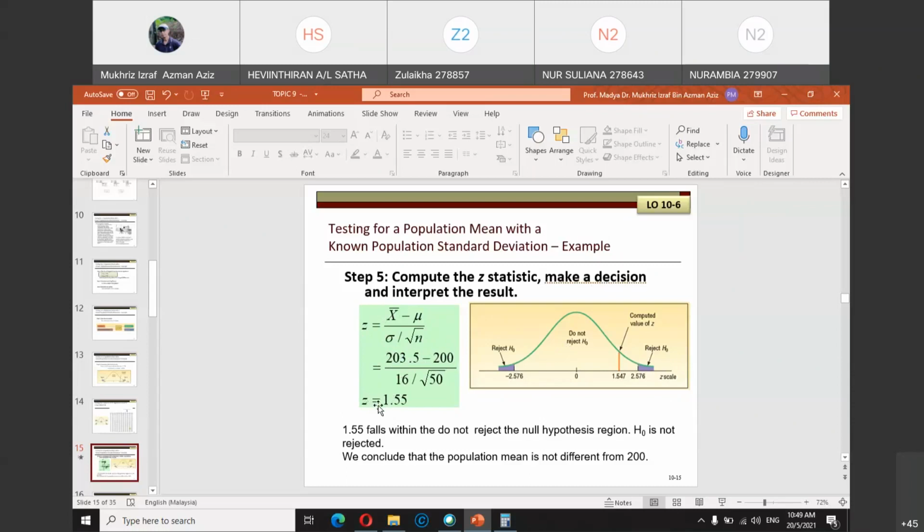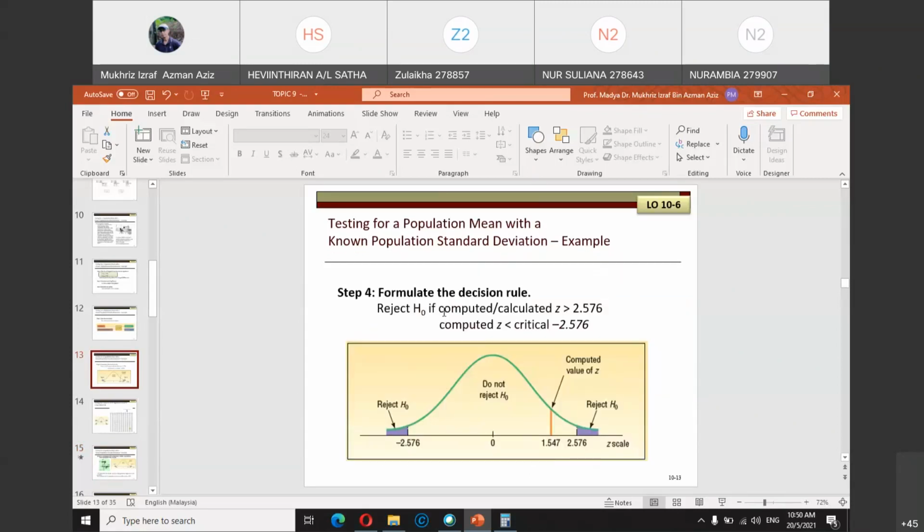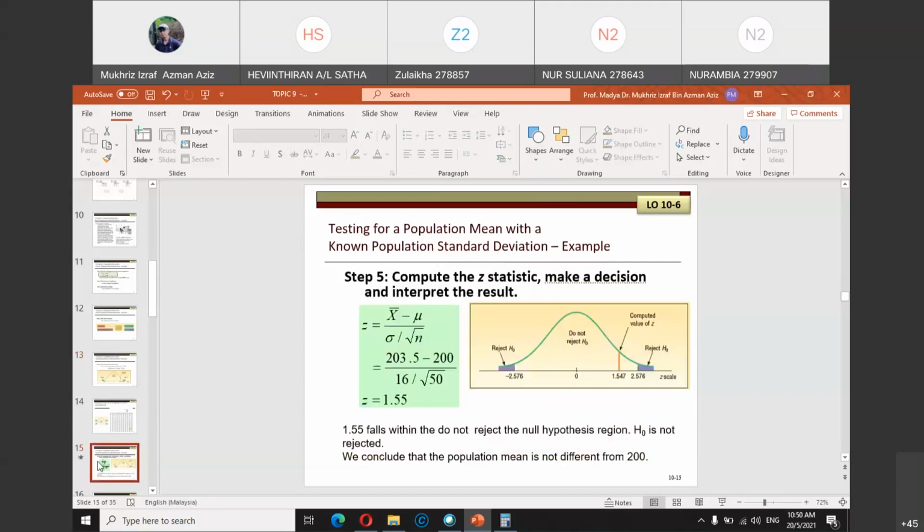Okay, so your calculated Z is 1.55. So 1.55 is actually what you mentioned here. In step number 4, we have not calculated 1.55 yet. That's why we just mentioned in general: reject H0 if calculated Z. Later on, if you're using T distribution, just change the word Z into T. Reject H0 if calculated T is more than what value, or calculated T is less than what negative value. So this calculated Z, you only can know the value in step number 5 when you plug in the values. So you get calculated Z to be 1.55.